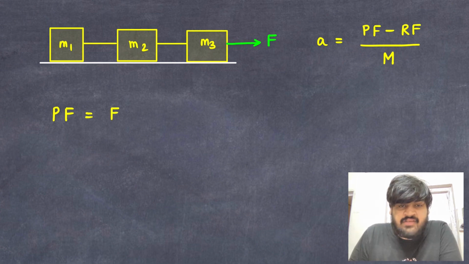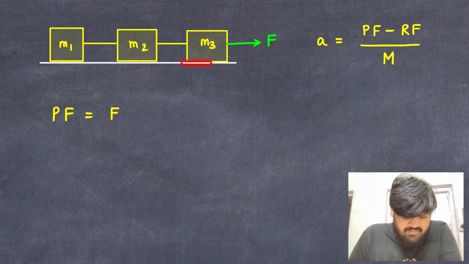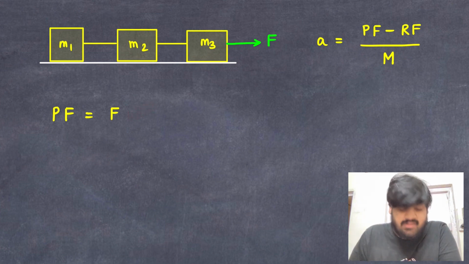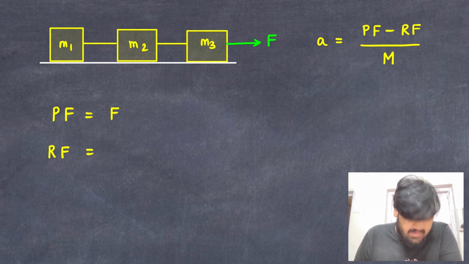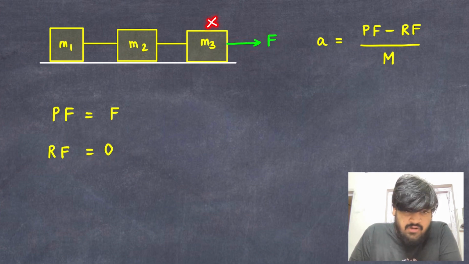Now we have discussed in the previous example that this block or this block will not give any pulling or resisting force. As this block is kept in a horizontal plane, it will not give any pulling or resisting force. So the net pulling force will be capital F only. These blocks will not give any pulling or resisting force. Now what is the net resisting force? The net resisting force will be 0. Why? Because we are pulling forward this block of mass m3 with a force of capital F, right? And this block is not giving any pulling or resisting force.